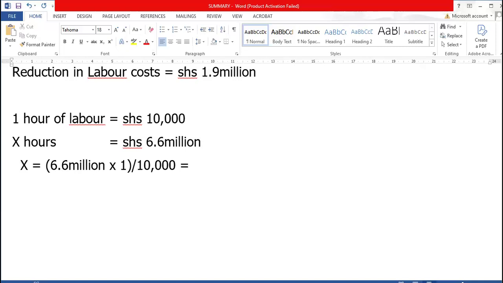So on your calculator, put all zeros. That is 6,600,000 divided by 10,000. I have 660 hours. That's what you have? Yes, that's what you have. So I have this time.